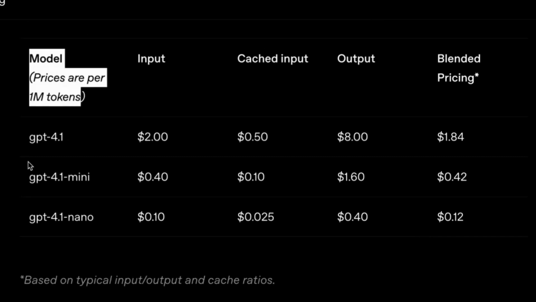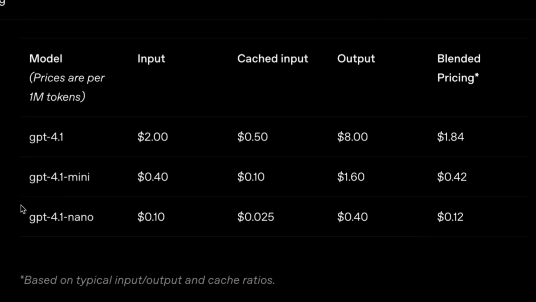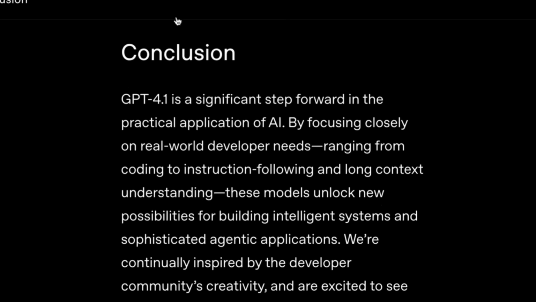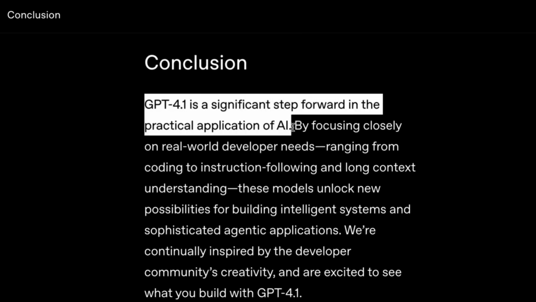All right, so model, you got 4.1, 4.1 mini, and 4.1 nano, right? So nano is way cheaper versus 4.1 mini versus 4.1. So the full model, like full power, is pretty expensive. But if you use a nano version, it's cheap as absolute chips right there. And then overall, we've given a nice little conclusion, which is GPT 4.1 is a significant step forward in the practical application of AI by following real-world developer needs, all right?